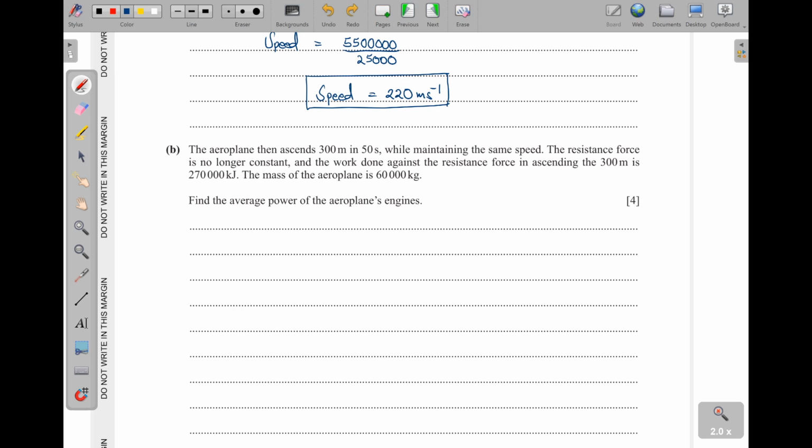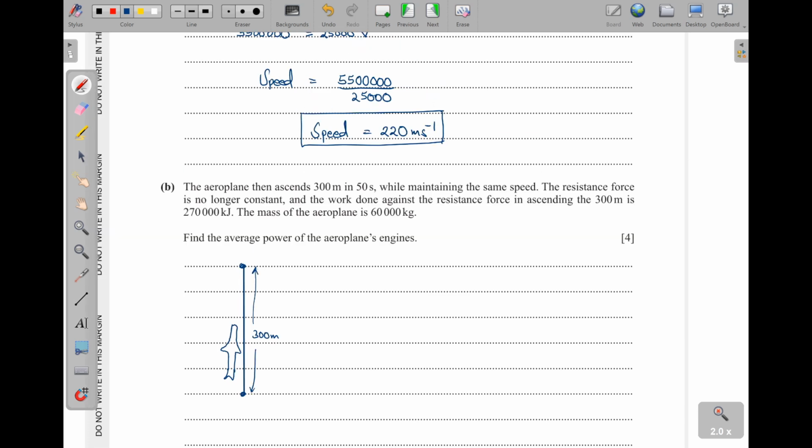So we are going to have something like this here. So let me do a simple sketch again. So this distance here, let's say the plane is now here. It was here at first, and it has ascended these 300 meters. So it has a driving force, and the resistance force is no longer constant. So there's also resistance to the motion. Okay, let me say there's that resistance there.